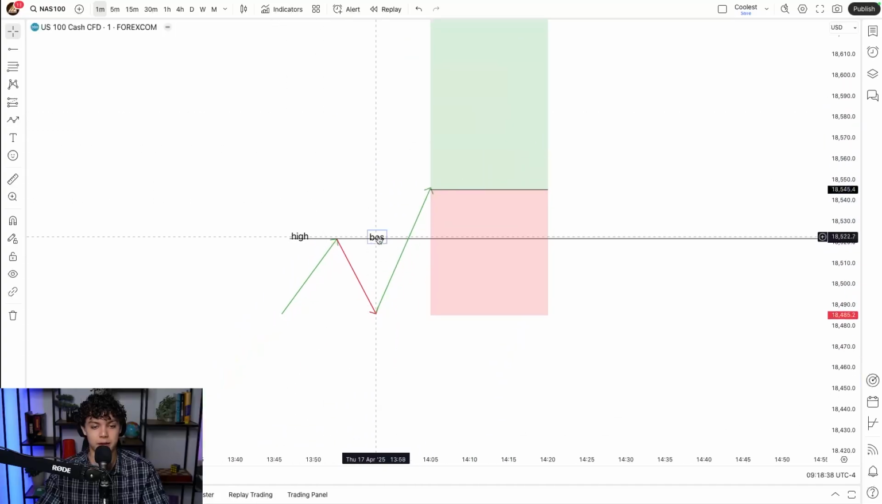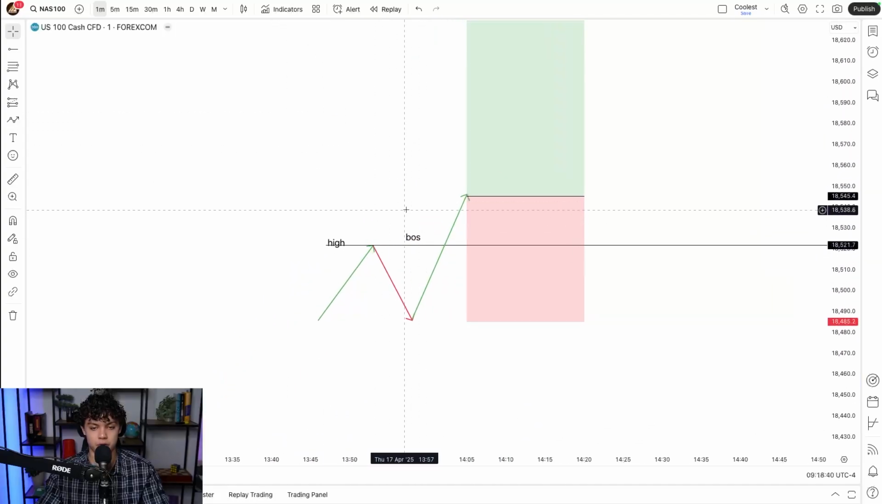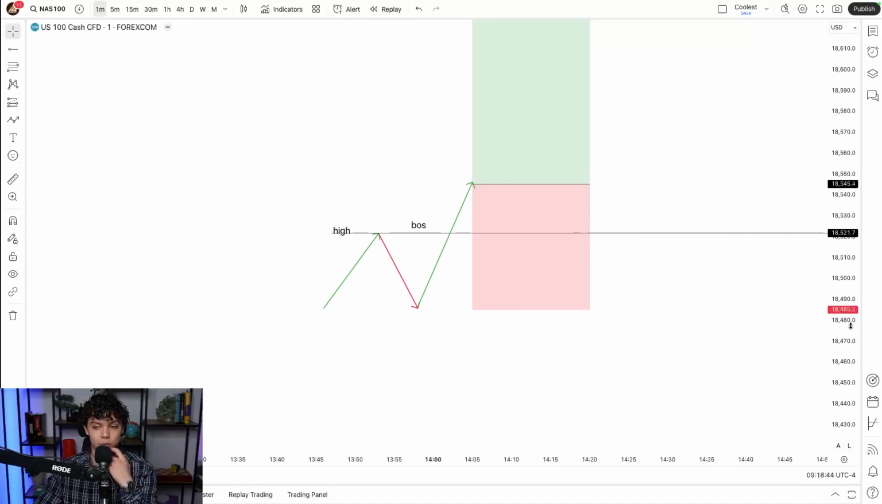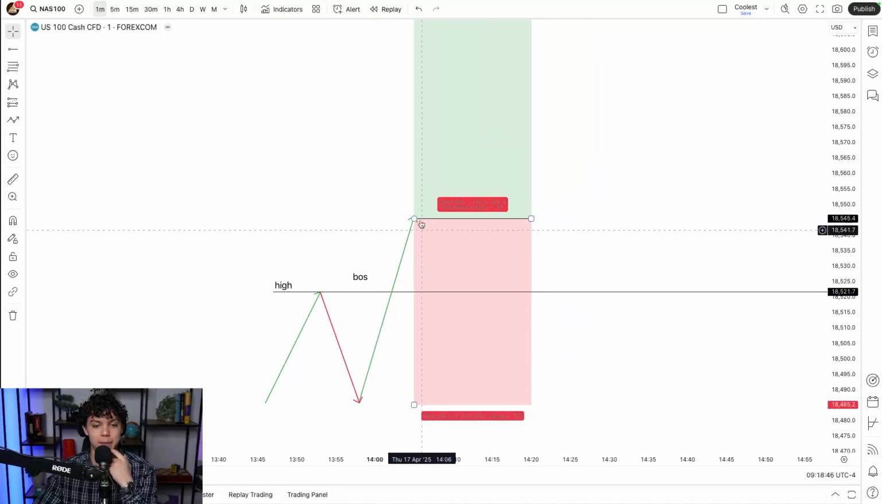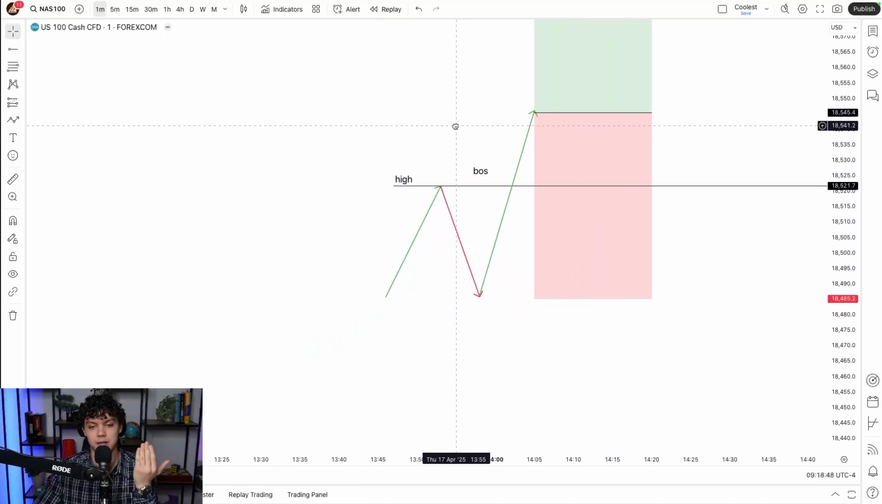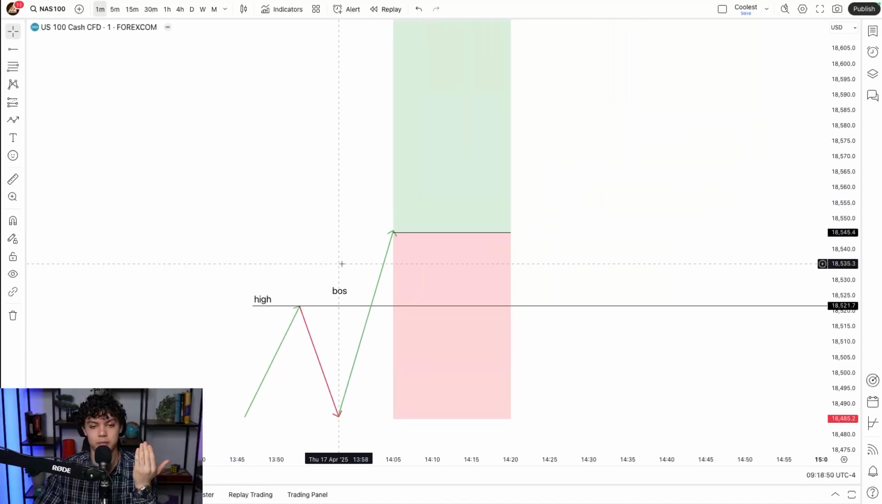That's how we see the breakout structure to the upside. This is a bullish breakout structure, right? Guys, do you see this? This is very, very simple. We need to spot the most recent high and a breakout structure, right? And obviously, if this is a continuous trend, we could just buy in here, right?